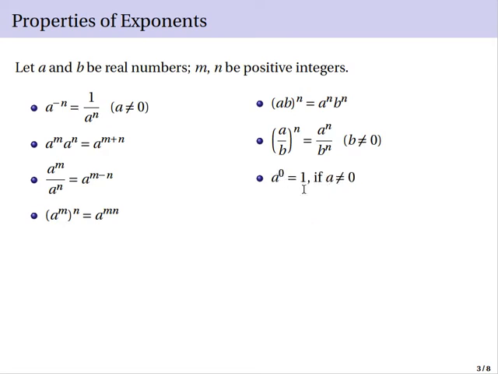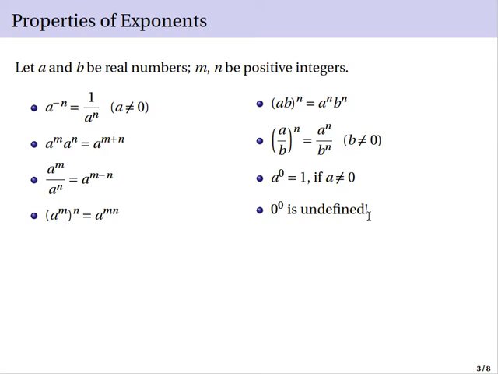Next property, if a is not equal to 0, then a raised to 0, or a to the power 0, is always equal to 1. So again, any non-zero number when raised to the power 0 will be equal to 1. Okay? But what happens when we have a equals 0? So this guy here, 0 to the power 0, is undefined. So this is not defined in mathematics. Okay?